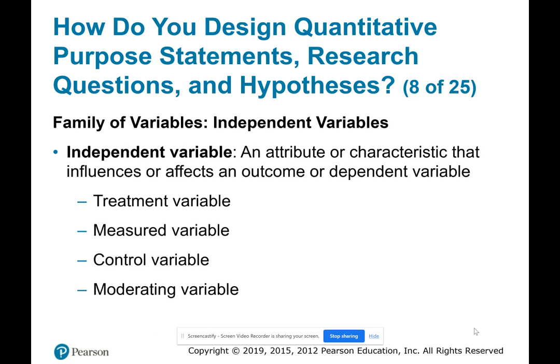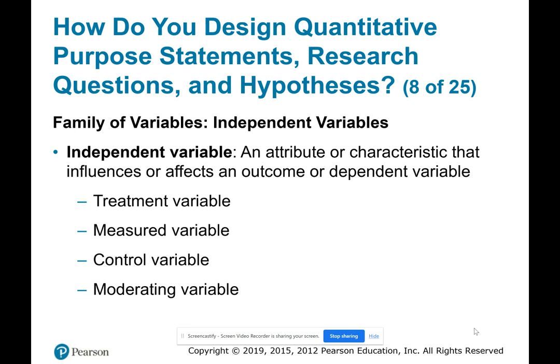An independent variable, second in importance, is an attribute or characteristic that influences or affects an outcome or dependent variable. The independent variables influence the dependent variables through the mediating variable. Sometimes the mediating variable exists and sometimes it does not. Independent variables can be called factors, treatments, predictors, determinants, or antecedent variables. Researchers study independent variables to see what effect, think cause and effect, or influence they have on the outcome.